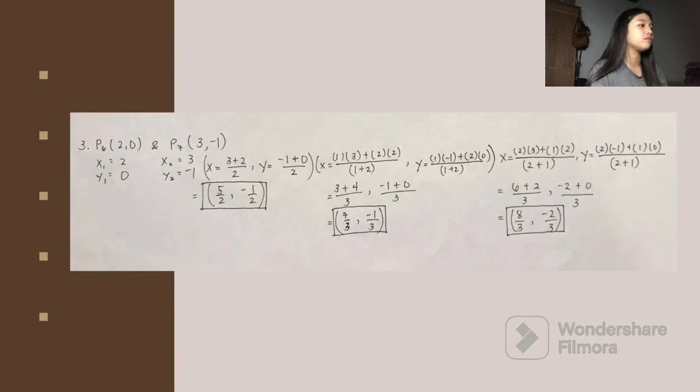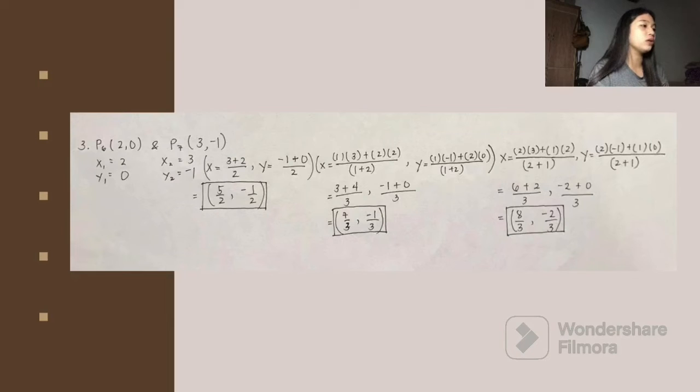Last, number 3, P sub 6, 2, 0, and P sub 7, 3, negative 1. X sub 1 is equal to 2, y sub 1 is equal to 0. X sub 2 is equal to 3, y sub 2 is equal to negative 1. Using the midpoint formula, let's plug in the given to the formula.